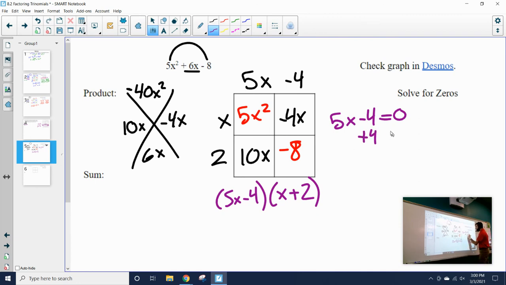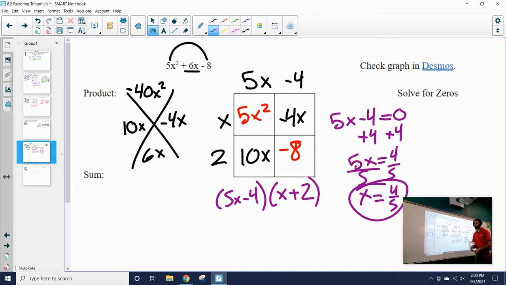So I'm going to add 4. And I get 5x equals 4, divided by 5. Divided by 5. And so actually, my solution is going to occur at 4/5. That is where my x-intercept is going to occur. 4/5, or roughly about 0.8. So actually, at 0.80 is where my first x-intercept is going to be.